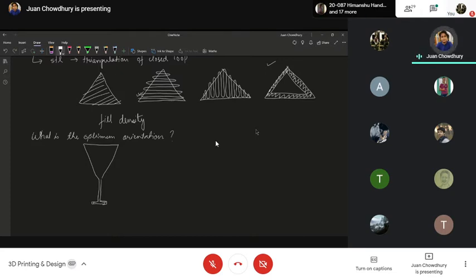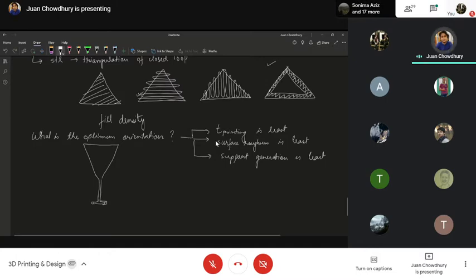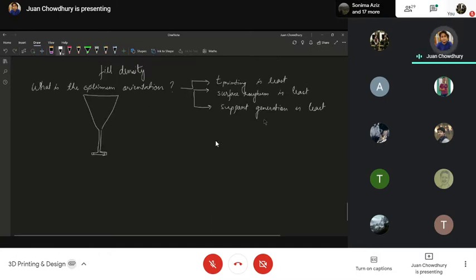Okay, that's one of my queries: how to achieve this optimum orientation. By optimum orientation I mean the time of printing is least, the surface texture and surface roughness is least, and support generation is least. Okay, so what are the possible orientations that I can provide?